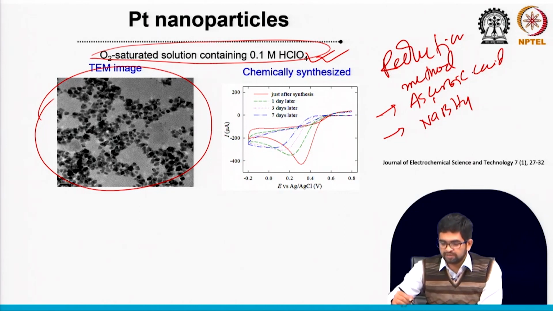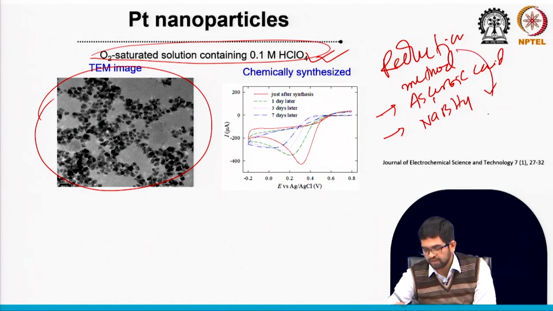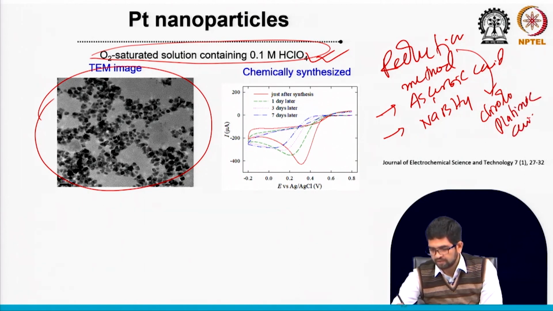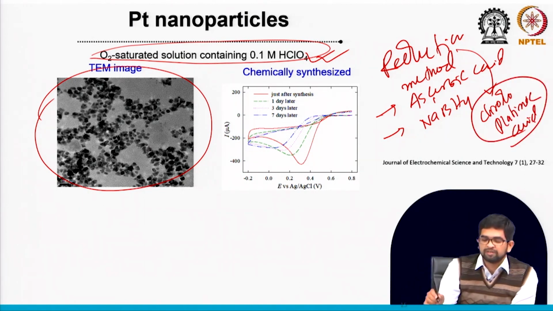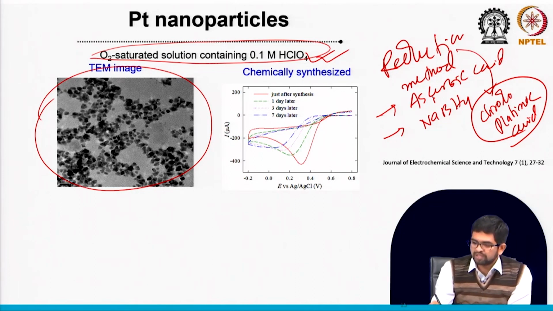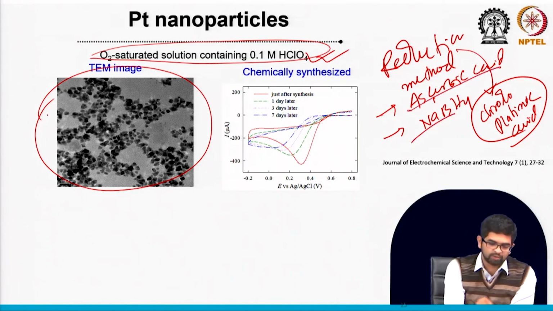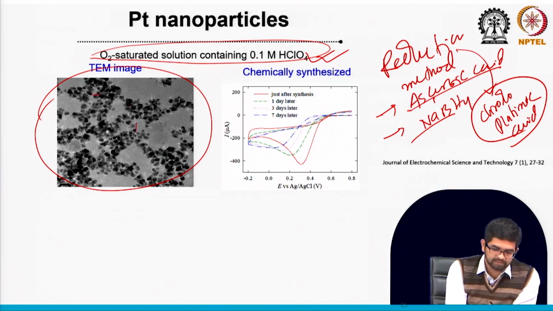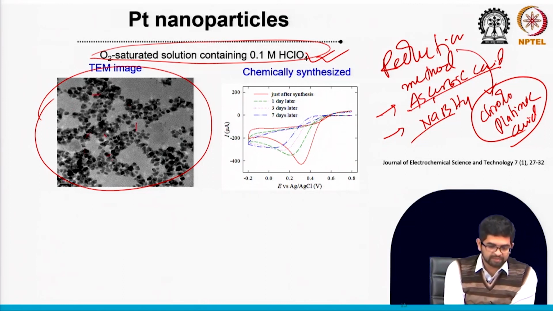And from which salt you may get platinum nanoparticle? Here we are using chloroplatinic acid. So, if you use this salt and then use this ascorbic acid, sodium borohydride, then you may get something like this platinum nanoparticle. You can see they are very small size.